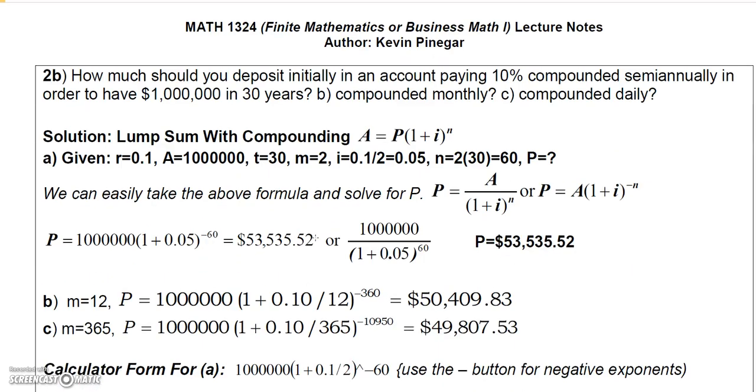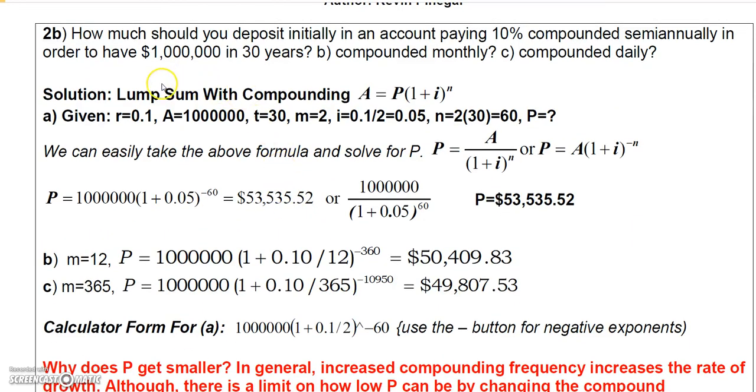All right, let's look at it from a different vantage point. Let's ask this: how much should you deposit initially, so that would be the lump sum deposit, in an account that pays 10% compounded semi-annually in order to have $1 million in 30 years? Okay, so in this example, we know it's lump sum with compounding, but now we're given the amount and we want the principal.